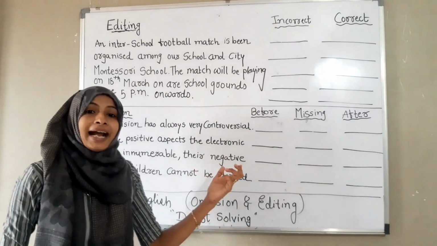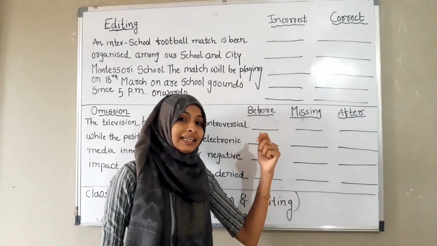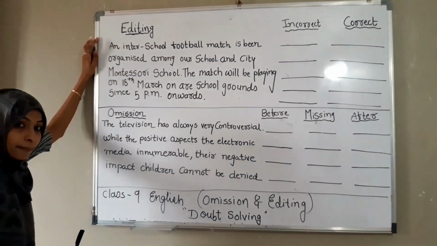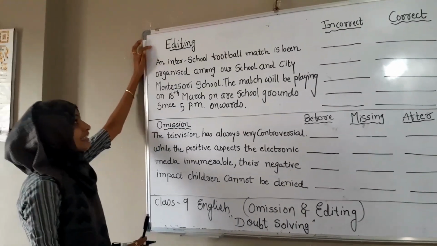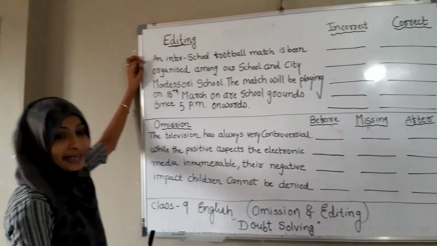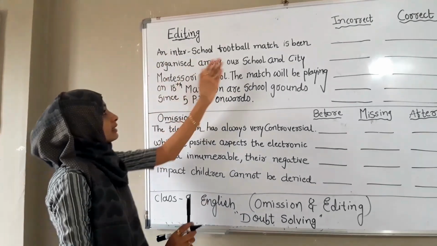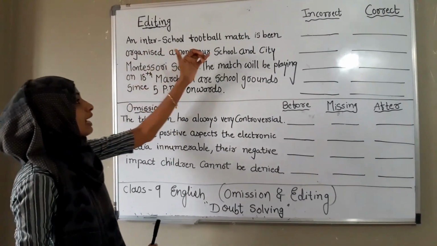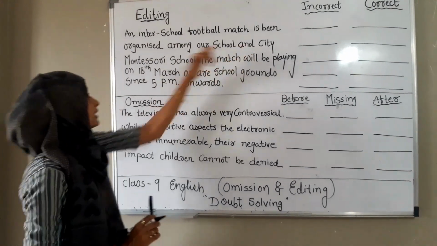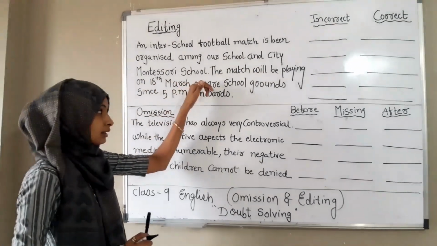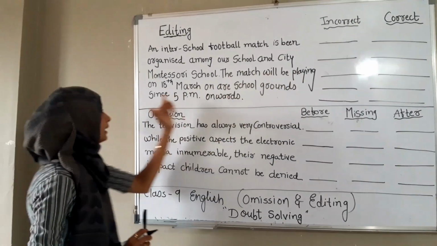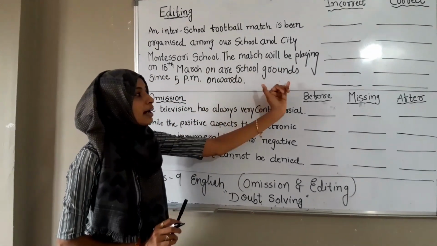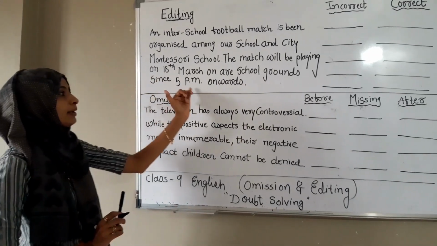So, again I am explaining omission and editing with an example. I have written one example here. First of all, we will see editing. We will read the paragraph. An inter-school football match is being organized among our school and City Montessori School. The match will be playing on 18th March on our school ground since 5 p.m.